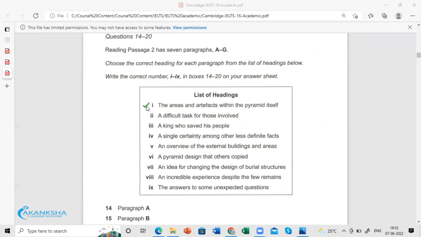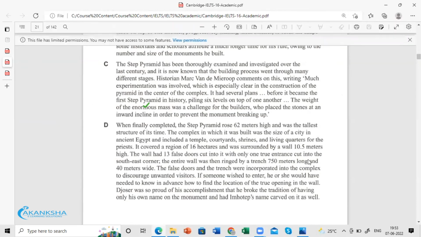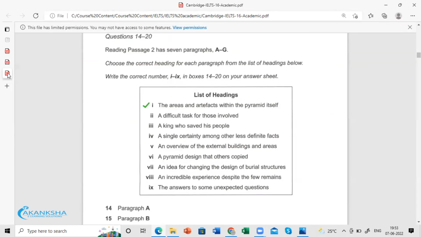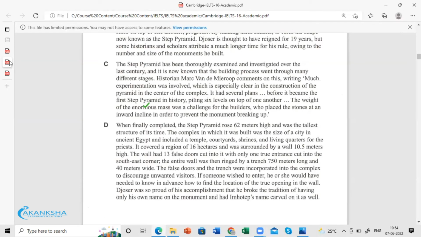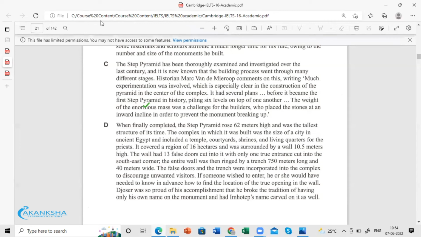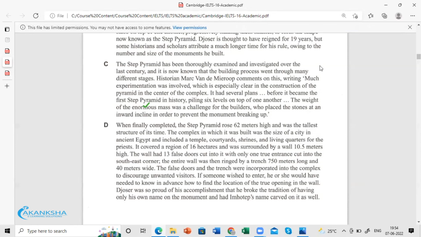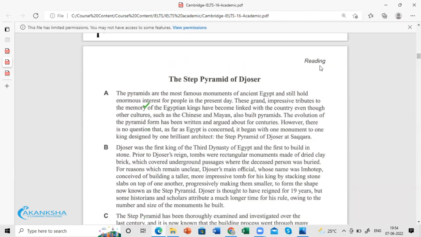So the first one is areas and artifacts within the pyramid itself. The areas and artifacts, because when we say areas, all these numbers, temple, courtyard, quarter, these words, all of them, and 10.5 meters, 750, 13, 40, 16, they tell us that it is about areas, hectares, meters and all. That is how it has to be identified actually. This is the way that we need to do it.